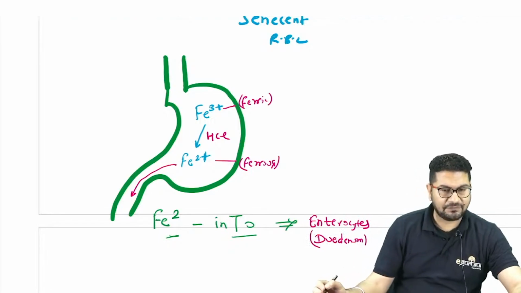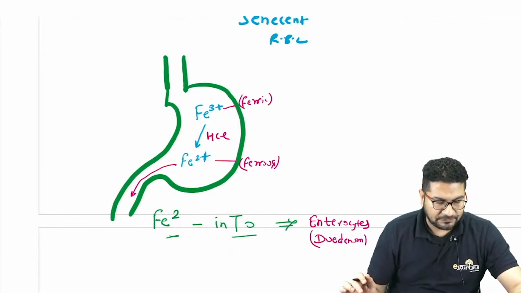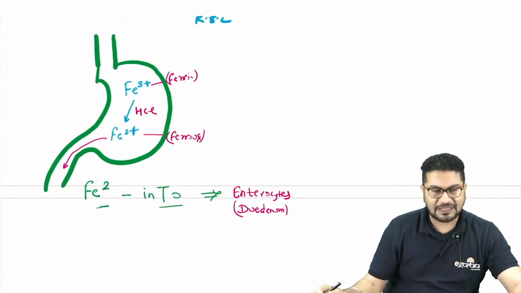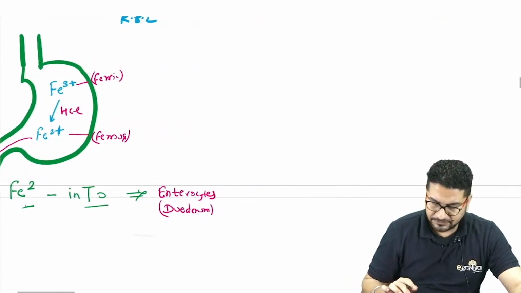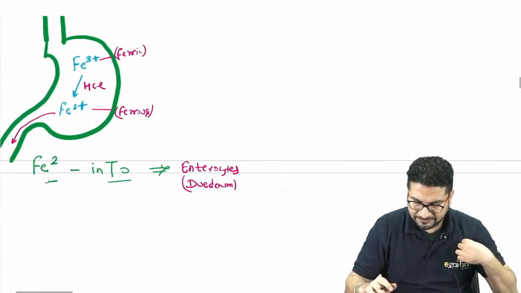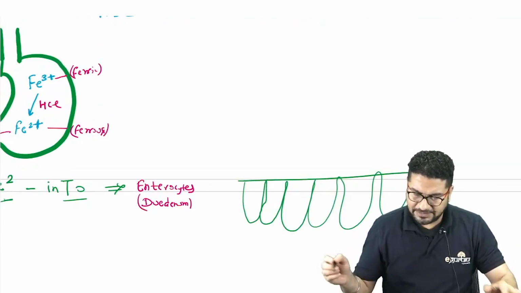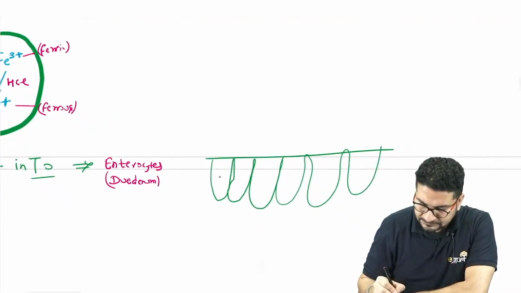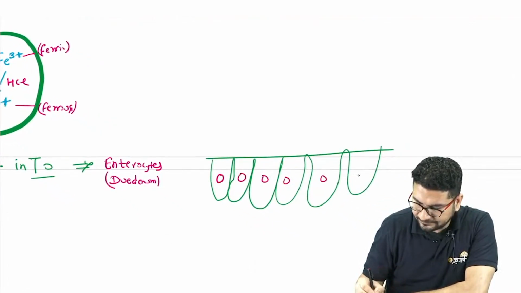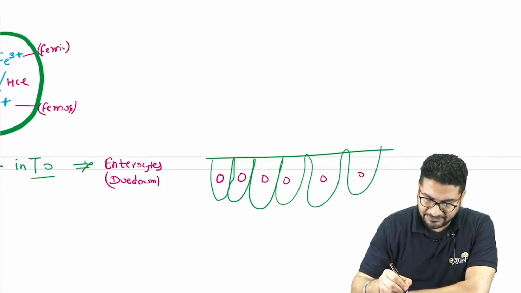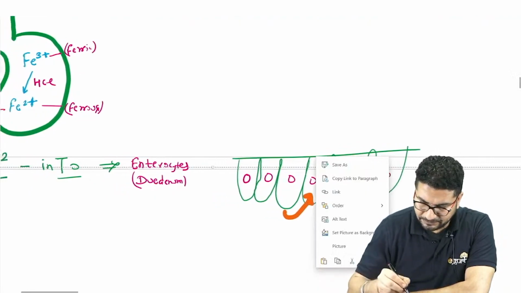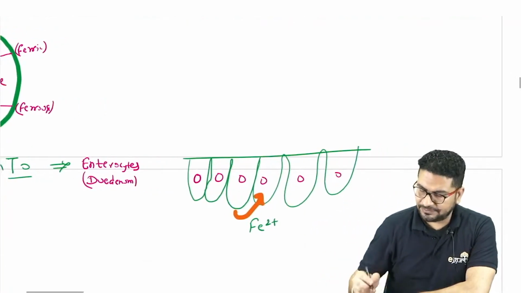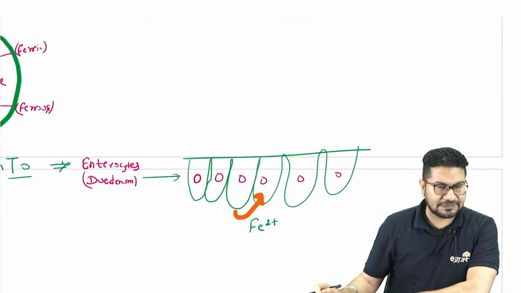In the duodenum what do we have? We have Fe2+ form. Now understand, this Fe2+ is entering your duodenum, your enterocyte. If I make a drawing once again, these are your enterocytes. In this enterocyte, which form is entering? I told you, your Fe2+. So Fe2+ is entering your enterocyte.